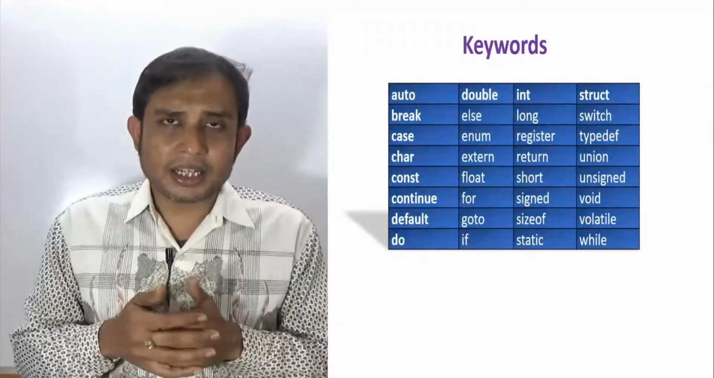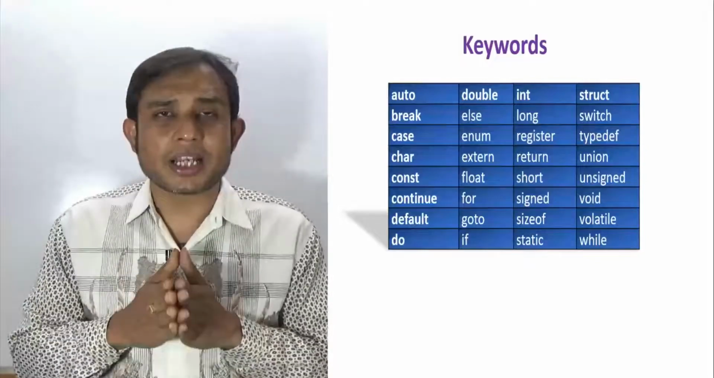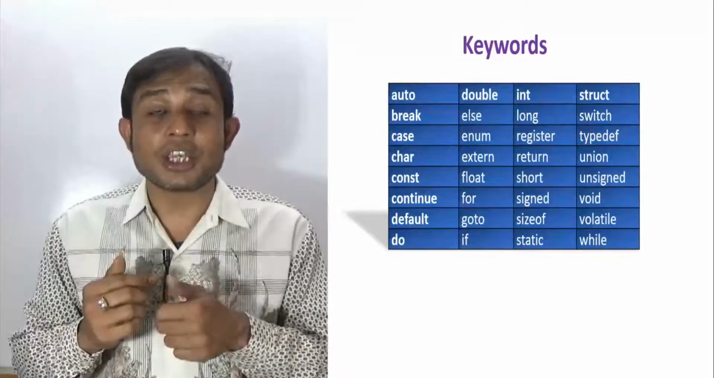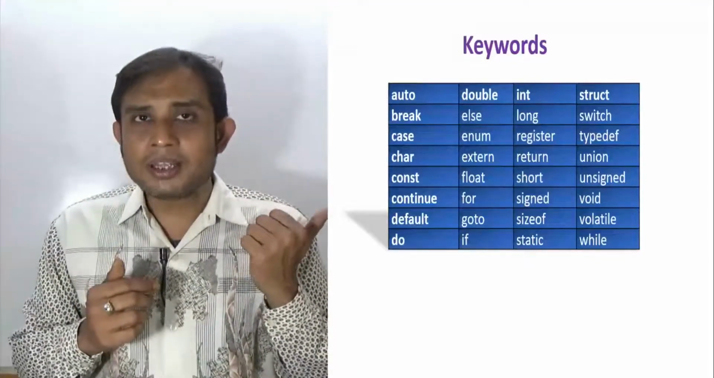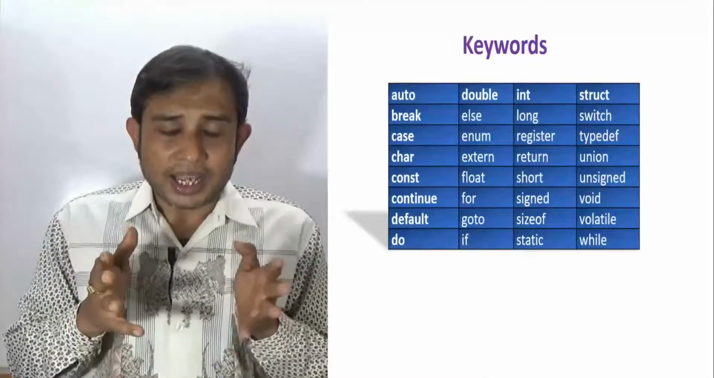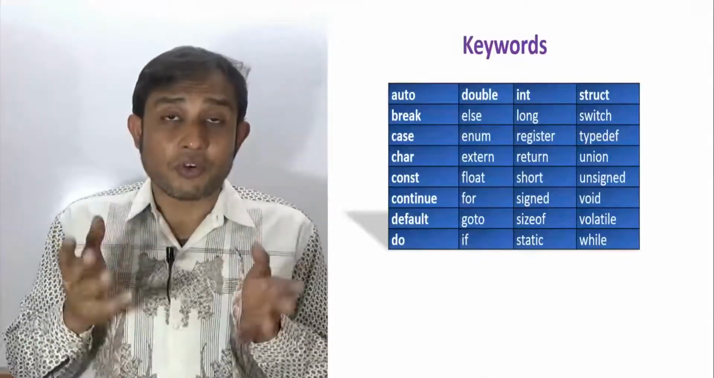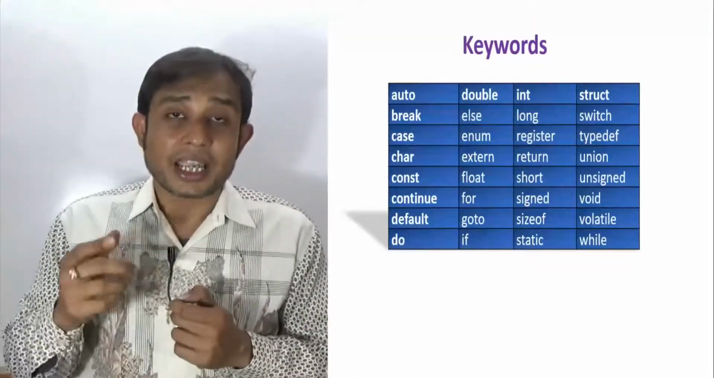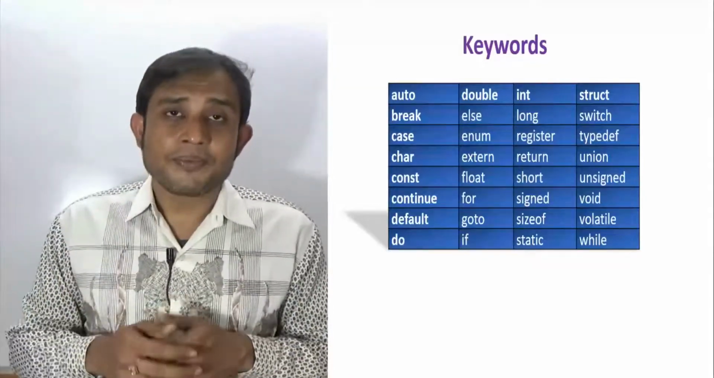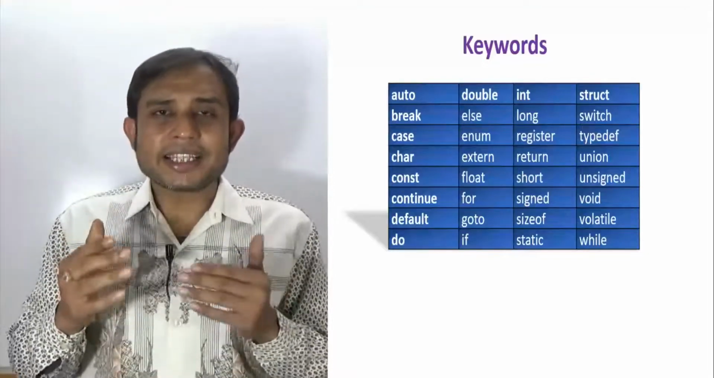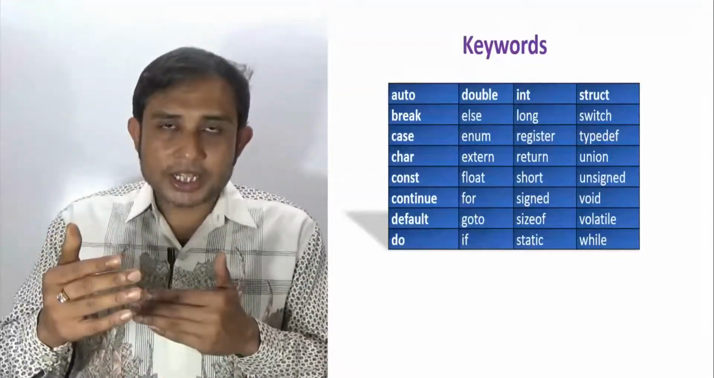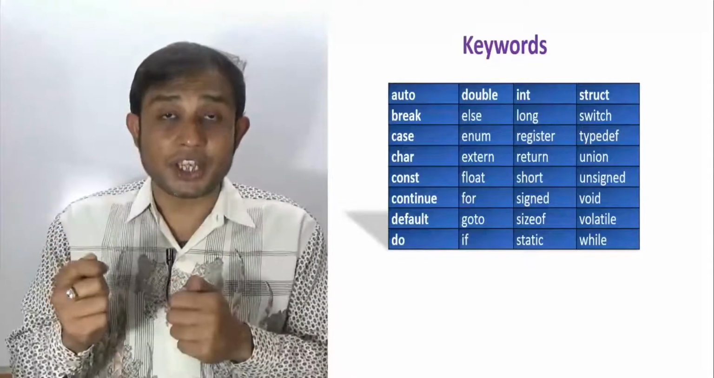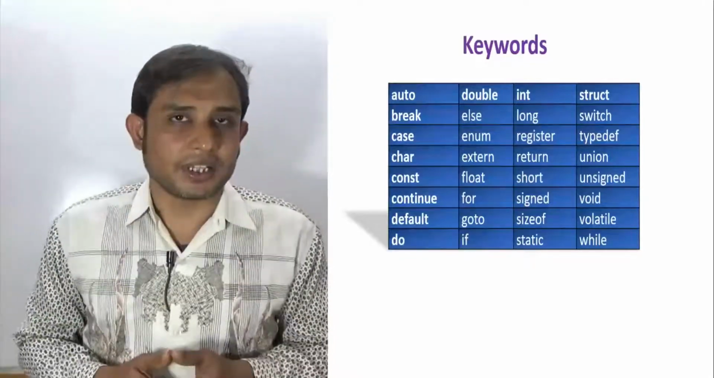In the C compiler, there are 32 keywords available, which you can see in this table, and they are such as for, int, double, while, switch, case, typedef, struct, union, etc. This type of keyword can never be used as the name of a variable.